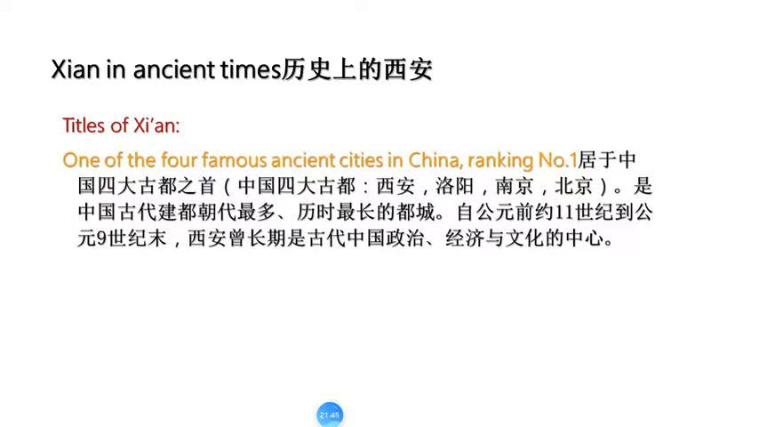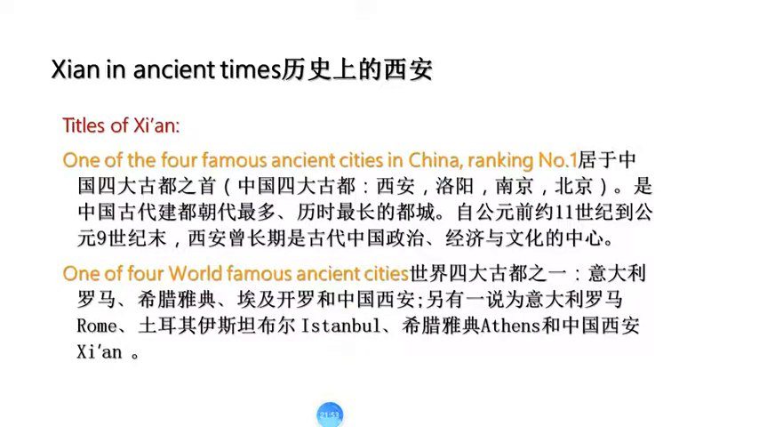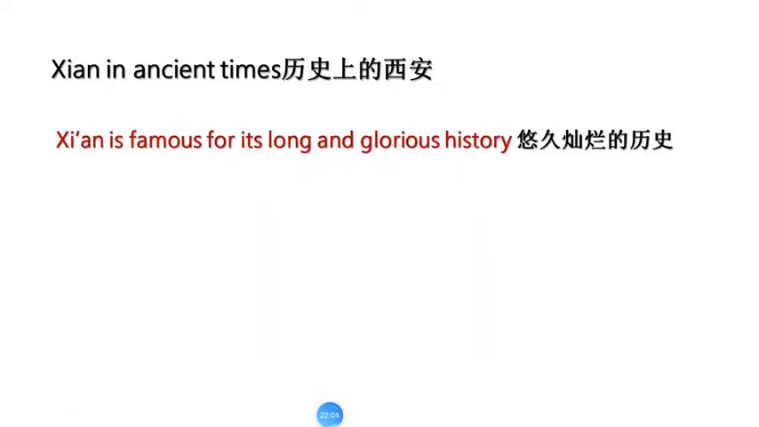It is one of the four famous ancient cities in China, ranking number one. It is one of the four world famous ancient cities, ranking number four. Rome, Istanbul, Athens, and Xi'an. Xi'an is famous for its long and glorious history.